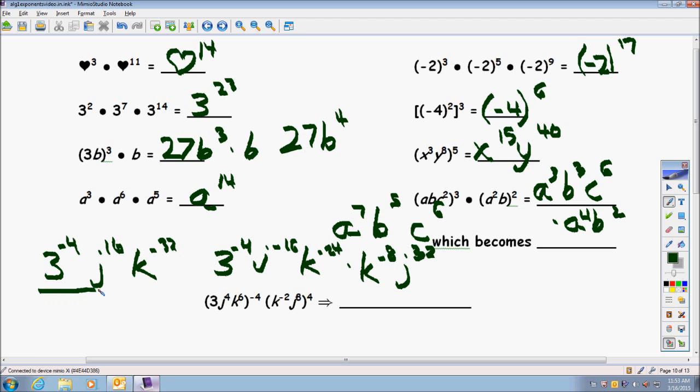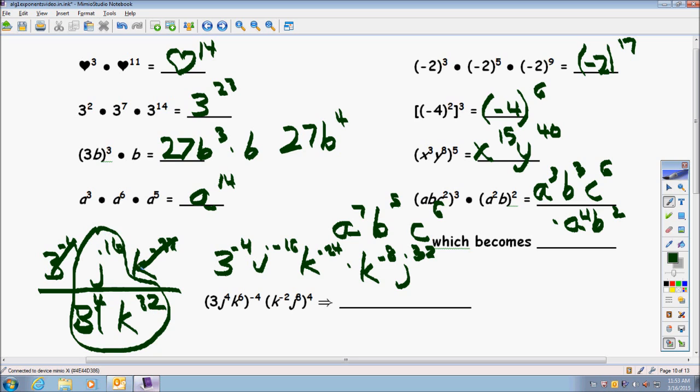Now, create a fraction. I'm going to move this down. It becomes 3 to the positive 4. Don't need that. J to the 16 stays. I'm going to move the k to the negative 32 down to become k to the 32. You could write 3 to the 4 as 81. So I'll accept 3 to the 4 or 81. Either one's fine. So there's your answer: J to the 16 over 81 k to the 32.